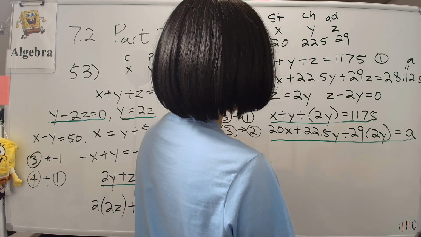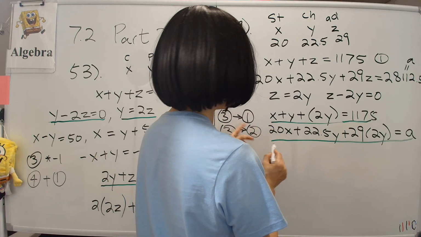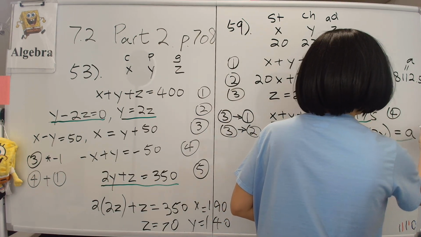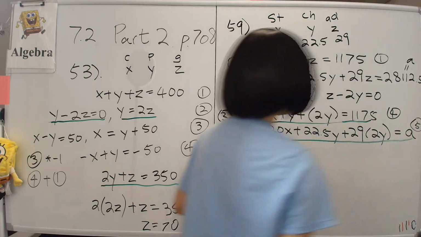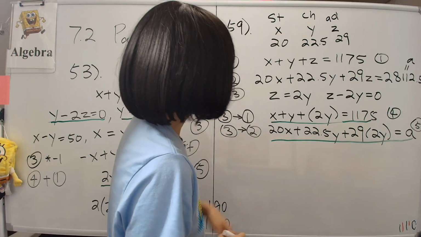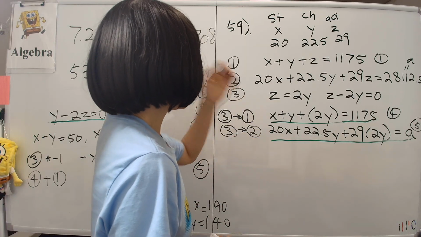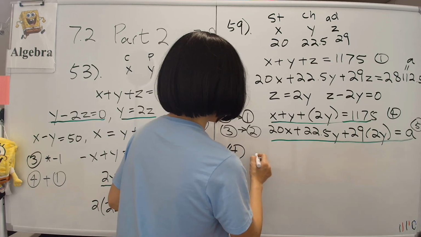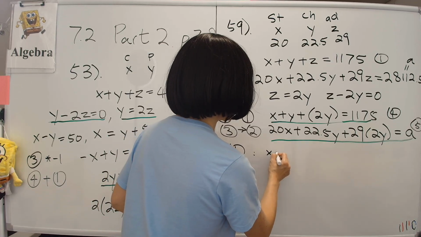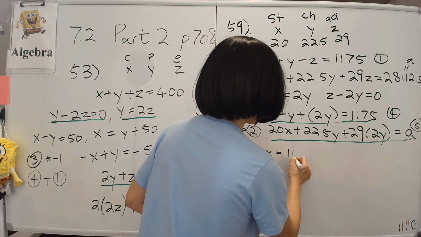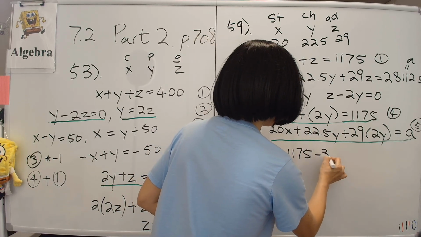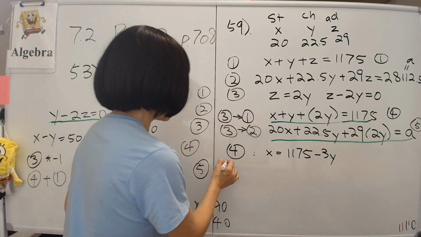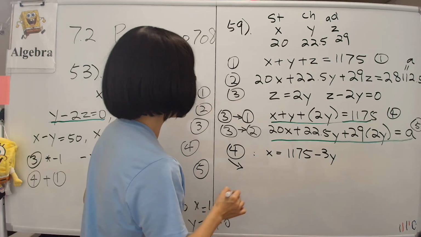However, from this equation, we'll call this one equation 4, and the equation down here we'll call 5. So we'll take something out of here and plug it in here. In fact, we'll take out x. So x from equation 4: y plus 2y is 3y, so x is 1175 minus 3y. That's x. All right, and then we'll plug it right into equation 5.